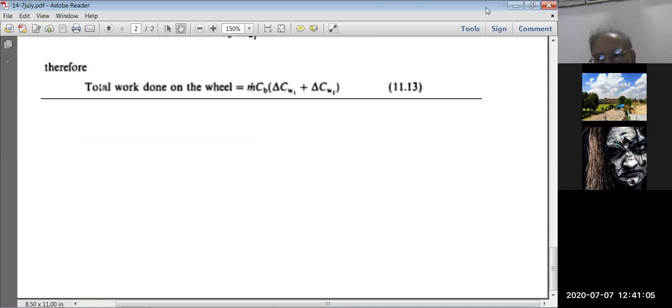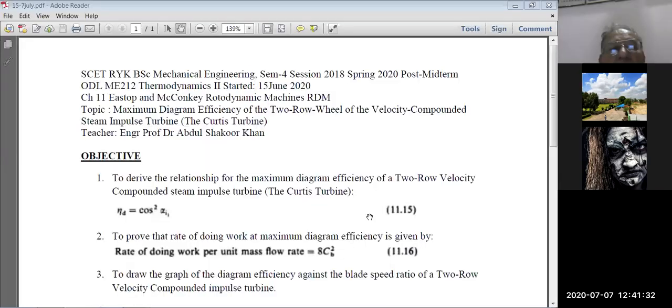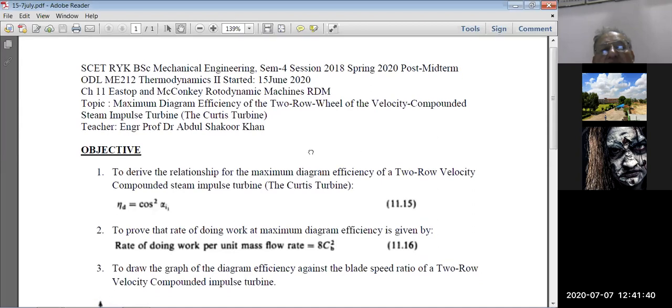With this, this part is over now, and only a couple of minutes are remaining, so I can show you another document. Here our objective was how to find the maximum diagram efficiency of a 2-row wheel of the velocity compounded steam impulse turbine, or the Curtis turbine.